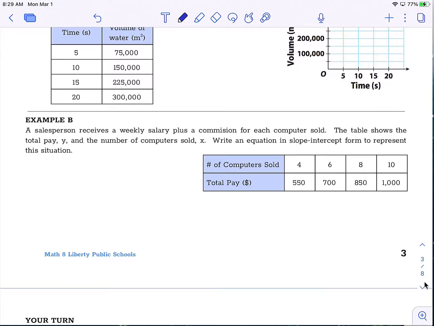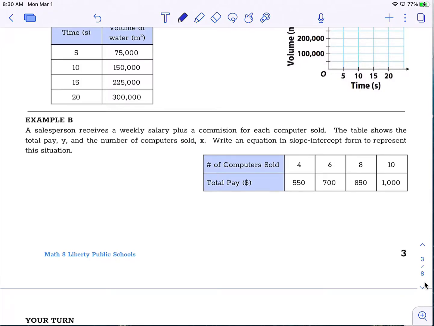I'm going to make sure we understand what a commission is. This person comes in, and if they come into work every day, they get a weekly salary. In other words, every week they get so much money no matter what. The commission means that for every computer they sell, they get an additional amount of money.